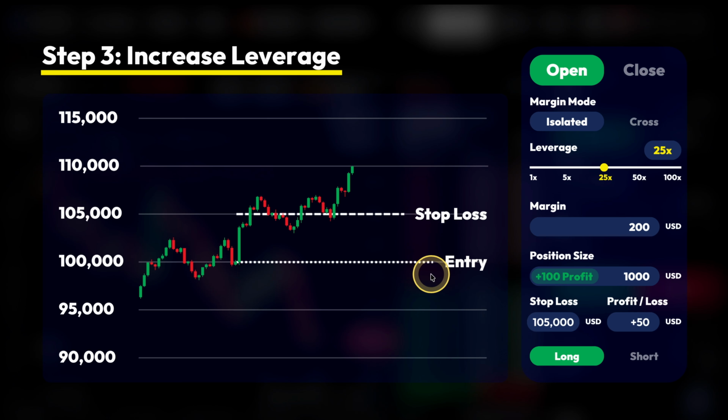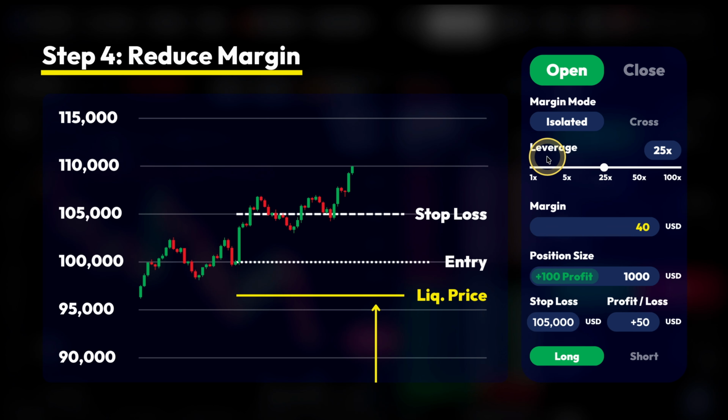In our next step, we can now also increase our leverage. A high leverage is especially dangerous at the beginning because the liquidation price would get very close to our entry and we can easily get liquidated. But this trade right here is already in profit and we've even secured ourselves with a stop loss above our entry, and therefore we can now easily increase our leverage without increasing our risk. In this case, I'm going to push it up to 25x leverage, and in step 4, we now also need to reduce our margin.